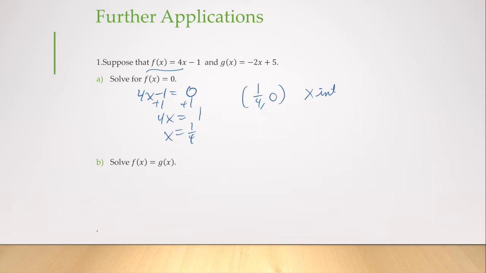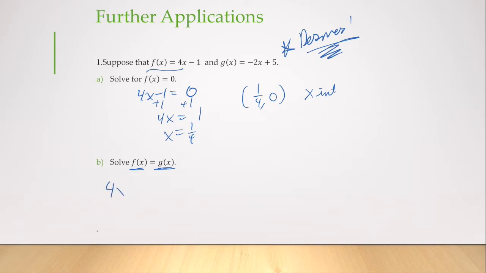Next, I want to know when f of x equals g of x. So I'm asking, when are these y values equal? At what x value would these y values be equal, or where would they intersect? One way to take a good look at what's going on is to graph this in Desmos or your graphing calculator, so you can visualize what's going on a little bit better.